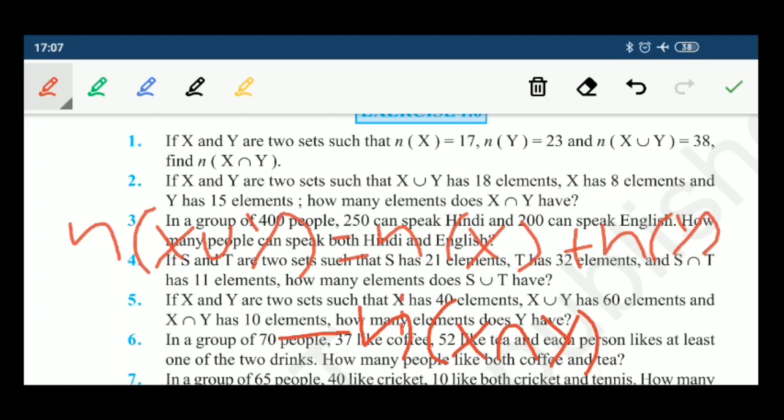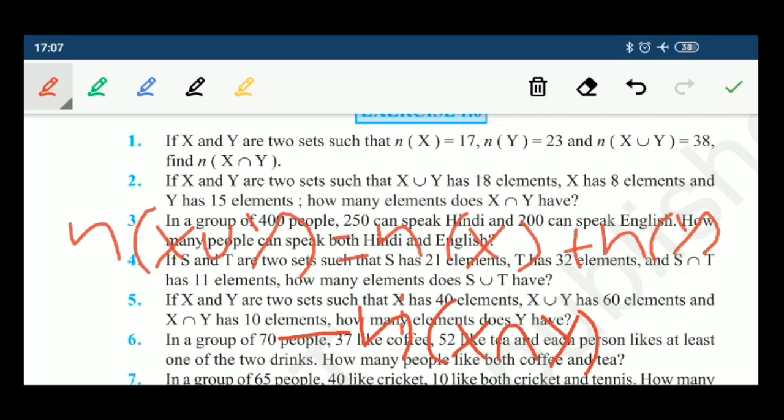Now see the third. In a group of 400 people, 250 can speak Hindi and 200 can speak English. How many people can speak both Hindi and English? Remember students, when they ask to find the number of people who can speak Hindi and English, when this word "and" is used, we will find the intersection.